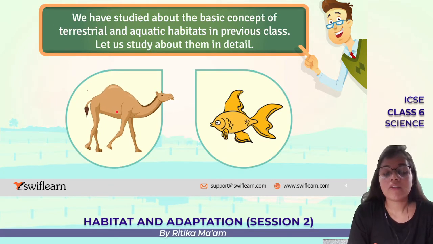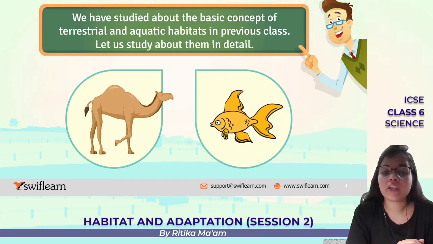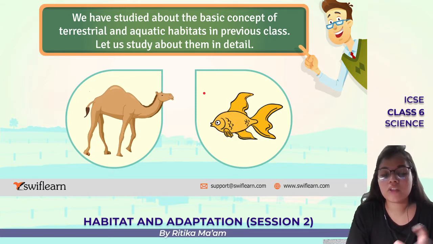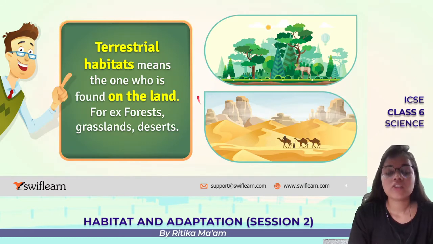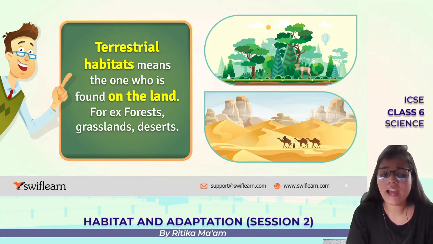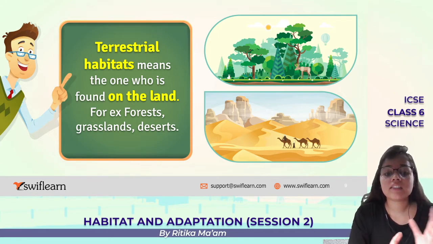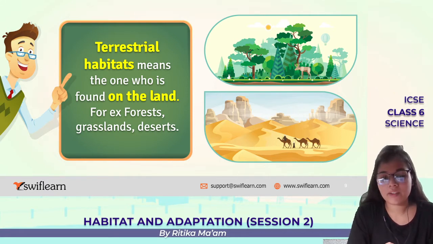Now, we have already studied about terrestrial and aquatic habitat, right? Now today we are going to study a bit in detail about them. So terrestrial means related to land. Okay, terrestrial, that means which is present on the land. So all the habitats that we find on the land, for example forest, grasslands, desert, all come under the category of terrestrial habitat.